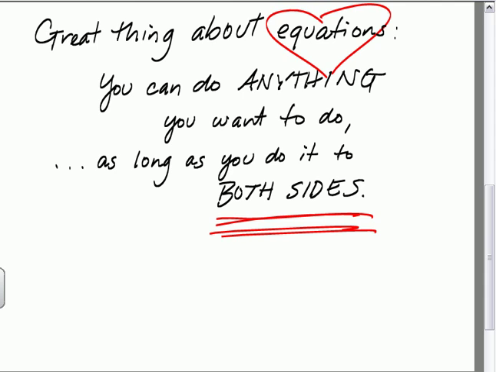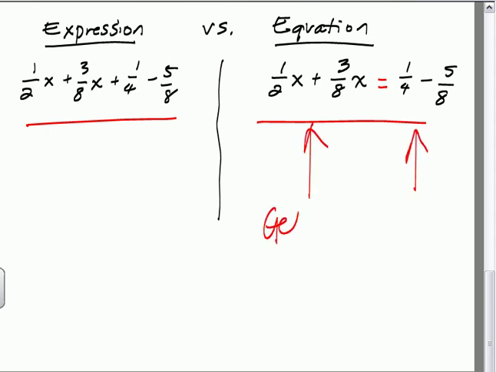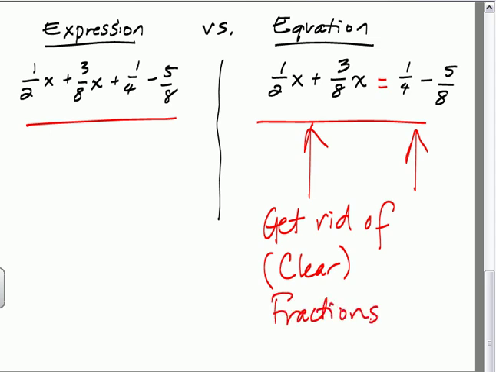I just want to point out to remember the difference between an expression and an equation. These look a lot alike, right? But over on the right, I see an equal sign, and I'm going to put it in red because that changes everything. When we have an equal sign, we can do anything we want as long as we do it to both sides. So that allows us to get rid of, or clear, fractions. We're going to start with fractions first, and then we'll take a look at decimals. And if you think it's nice to clear fractions, it's even easier to clear the decimals.